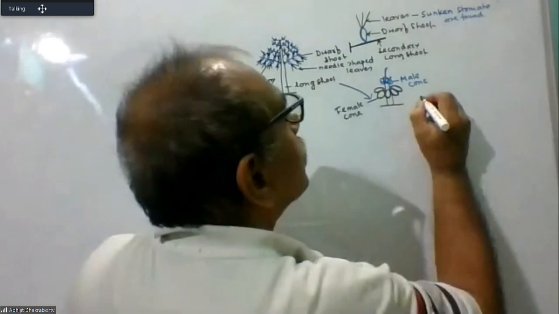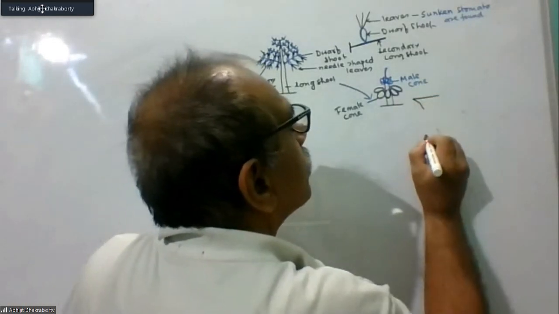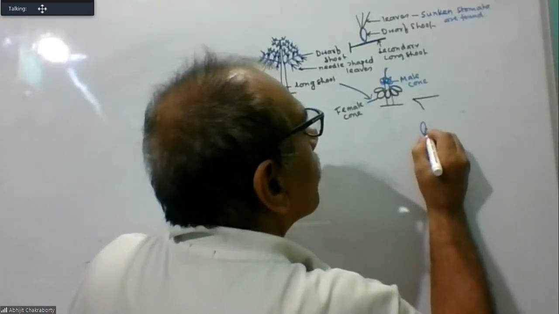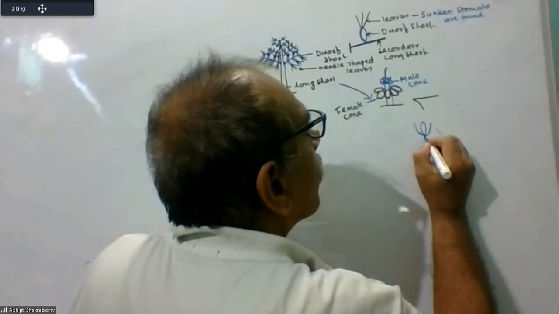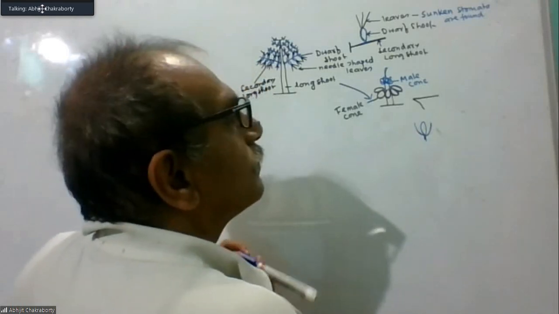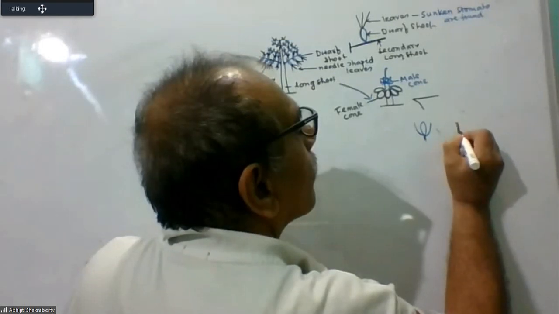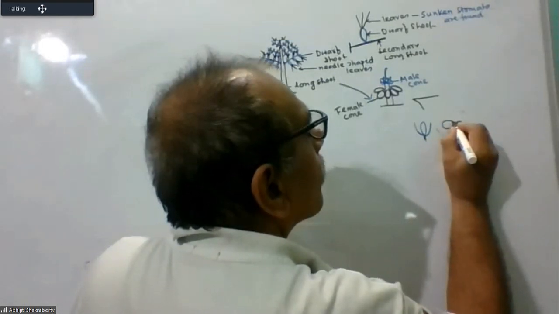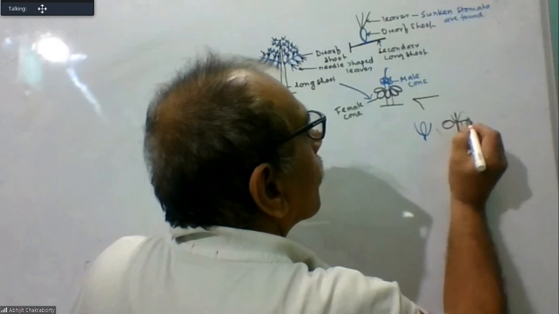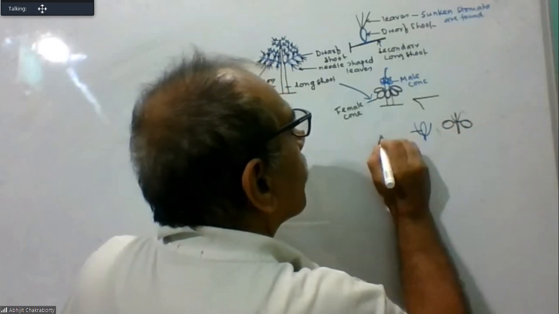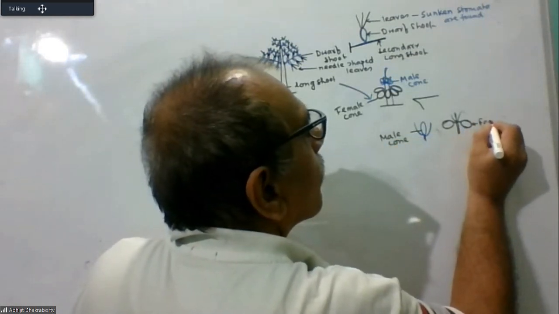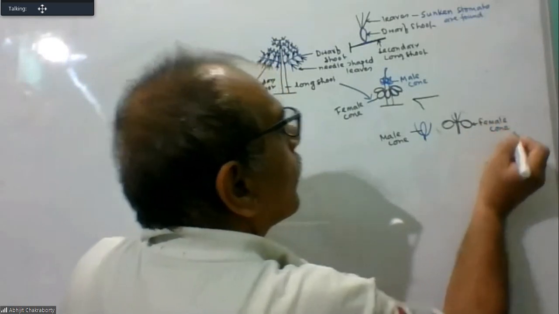Later on, if you separate them out, this is the female cone, the male cone, and female cone.